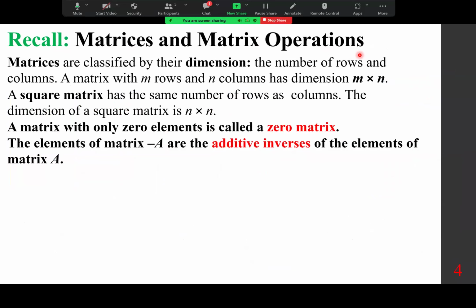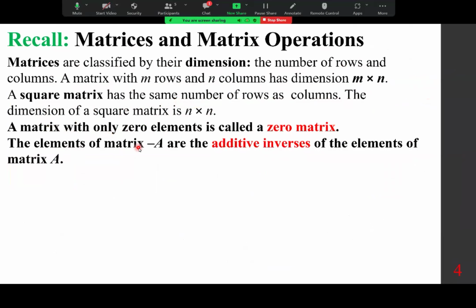Matrices and matrix operations. Matrices are classified by their dimension, the number of rows and columns. A matrix with m rows and n columns has dimension m by n. A square matrix has the same number of rows as columns. The dimension of a square matrix is n by n. A matrix with only 0 elements is called a zero matrix.